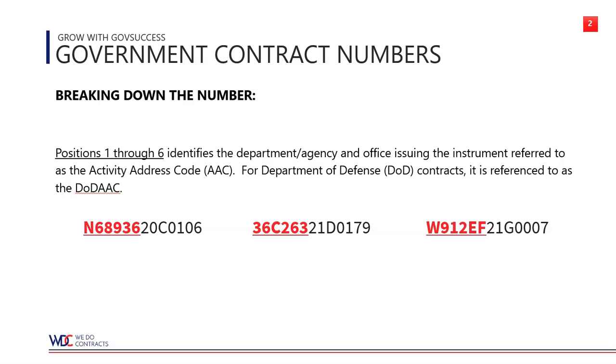So the first 6 digits of a government contract number, which you may see in the format you see below, or you may see dashes in between each section we're going to talk about today. The first six is the activity address code. It is the agency or department of the government that's awarding the contract. That's what it identifies. If it's a Department of Defense contract, it's referred to as the DODAAC.